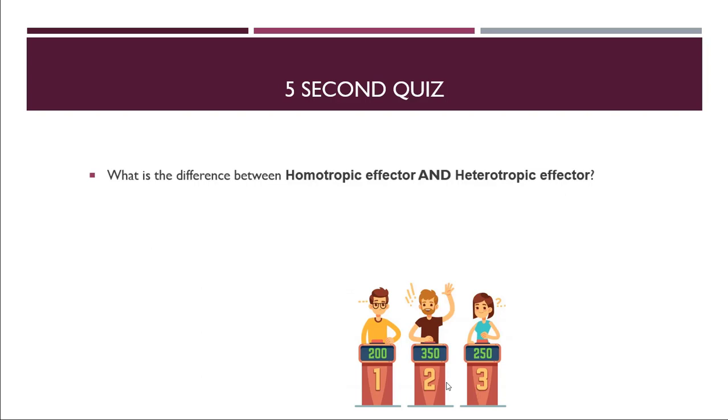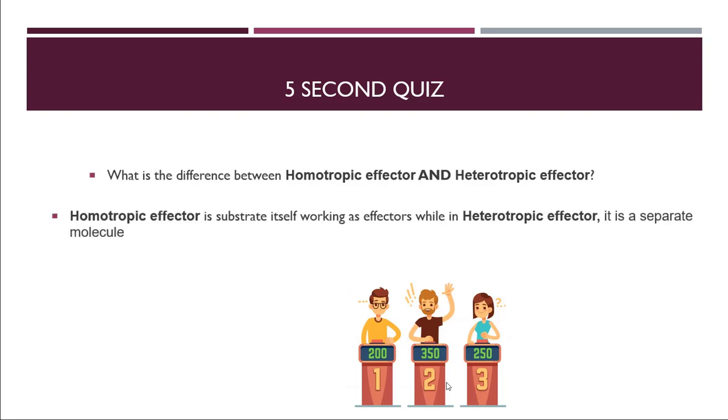Okay. Next, what is the difference between homotropic effector and heterotropic effector? 5, 4, 3, 2, 1. A homotropic effector is the substrate itself working as an effector, while a heterotropic effector is a separate molecule. Nice, right?